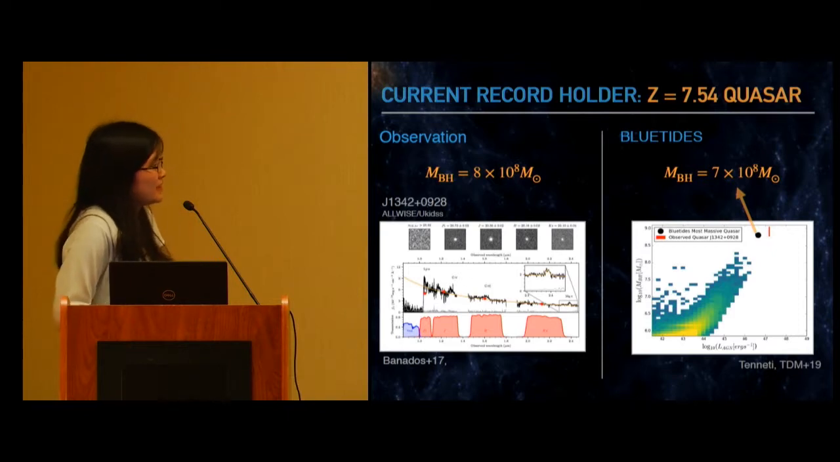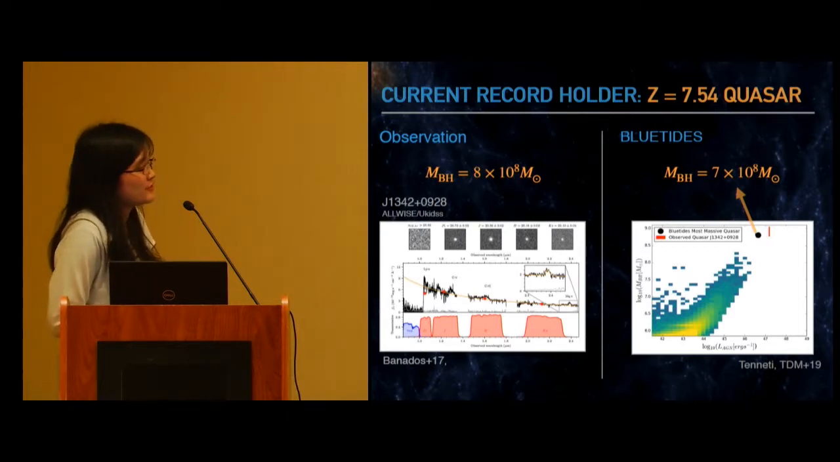And here is the entire population of black holes in the BlueTides simulation at redshift 7.5. The x-axis is their luminosity and the y-axis is their mass. On the tip of this huge iceberg, we finally got one such champion, the most massive black hole, which has a mass and luminosity comparable to the current record-breaking observed quasar.